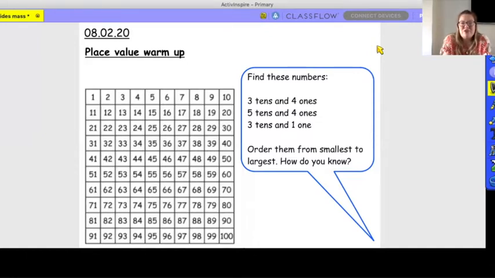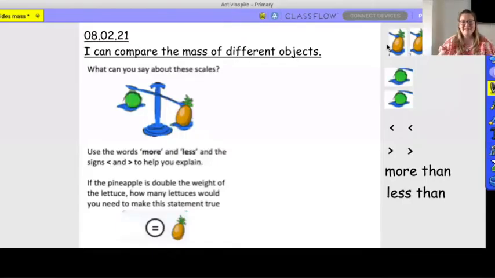Ask them to give you 3 numbers and then order them from largest to smallest. Pause the video and come back when you're ready. Brilliant game playing, Year 2, and now it's time for your first challenge of the day. So today we are going to be comparing the mass of different objects.